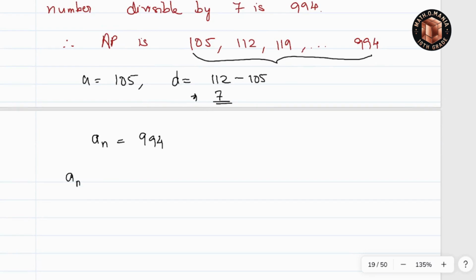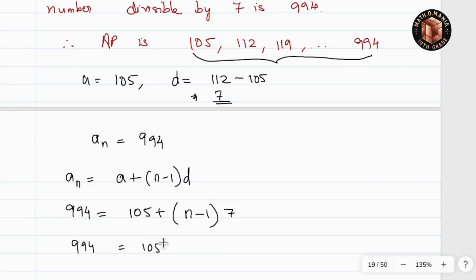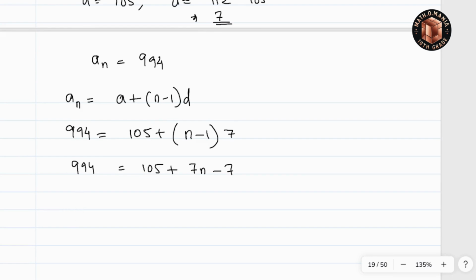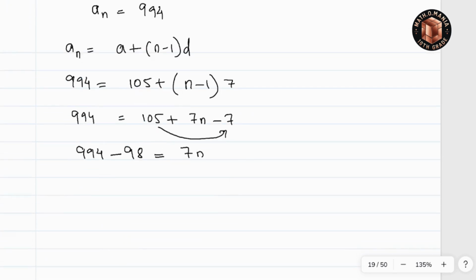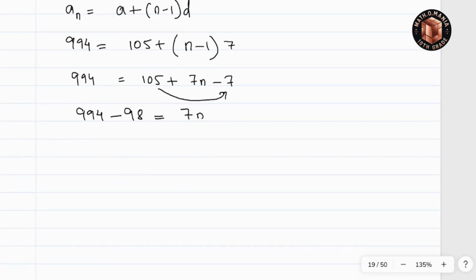We can use our equation An equal to a plus n minus 1 into d. Here An equal to 994, which is equal to, what's the a here? 105 plus n minus 1, n is unknown. We don't know how many terms there are, and our d equal to 7. That is 994 equal to 105 plus 7n minus 7. That is 994 minus 98 equal to 7n, since 105 minus 7 is 98.